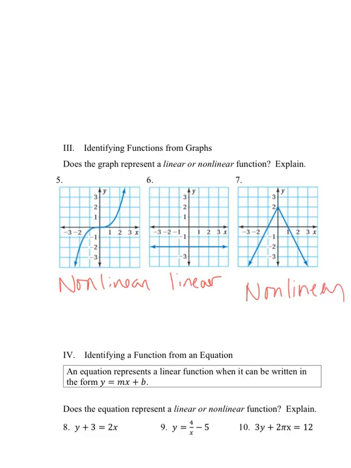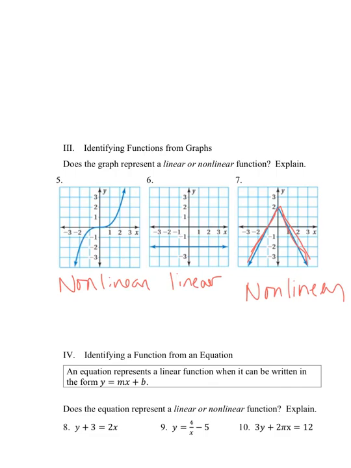Because even though, like in this one, your x values are increasing, your y values are increasing and then they're decreasing. So even though your x values are constant, they're going up, your y values are going up and then back down. So it's nonlinear. You can also see it doesn't create a straight line.